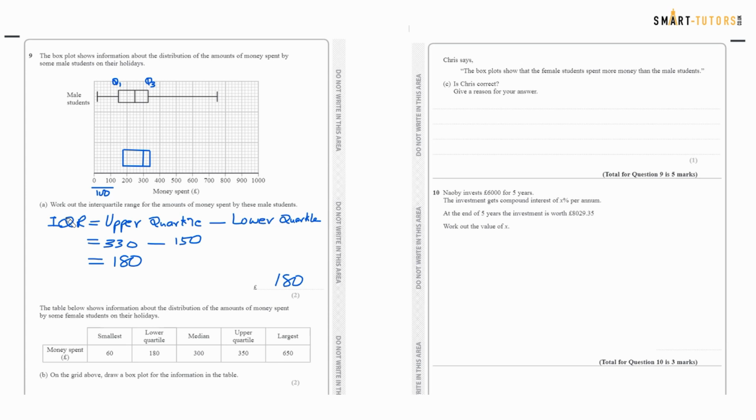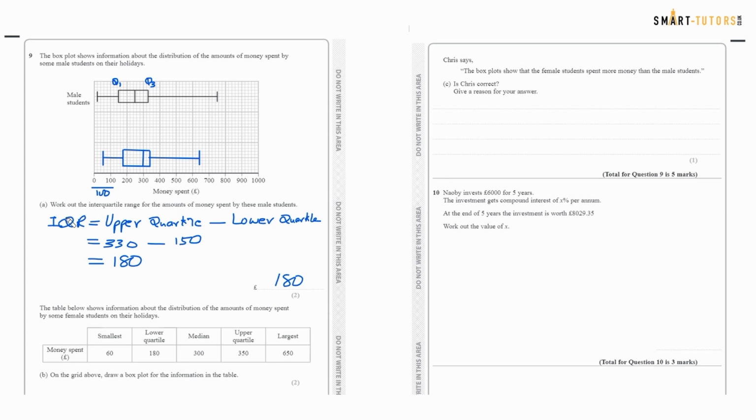So connect that one and that. So that is the box plot. Make sure that means 2.5 boxes for 650 and 350 for the upper quartile. So that's the box plot for the female students. So what we can do is we can make a small label. This is female students.